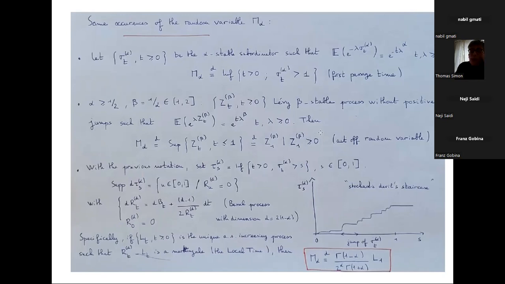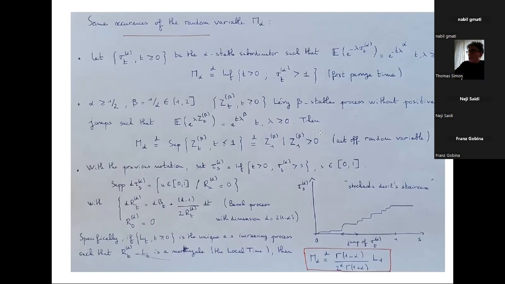It's a devil's staircase because the stable subordinator always jumps, and so the inverse process, which is written down, always has some plateaus where it stays constant, but still it increases. And so the Lebesgue measure of the increase points is 0, but these increase points have a fractal structure, which corresponds to the fractal structure of the subordinator itself.